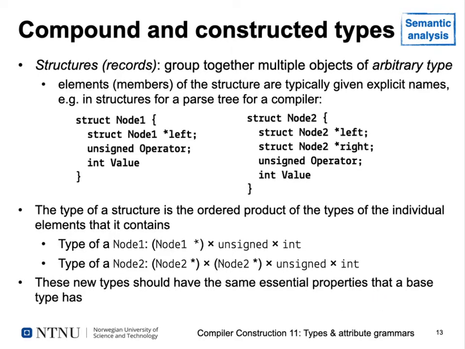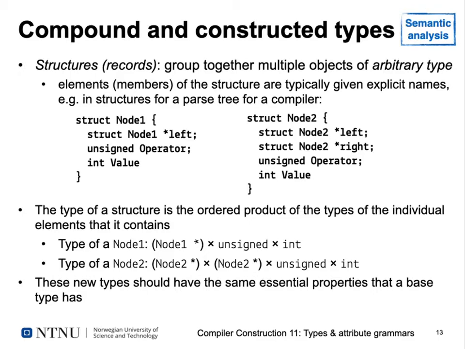If you want to combine variables of different types into a common data object, then we can use compound types. A well-known compound type is a structure, which we have in C. Pascal-like languages work very similarly, they're just called records. These group together multiple objects of arbitrary type, and the elements of such a structure are then given explicit names instead of just an index like with arrays.